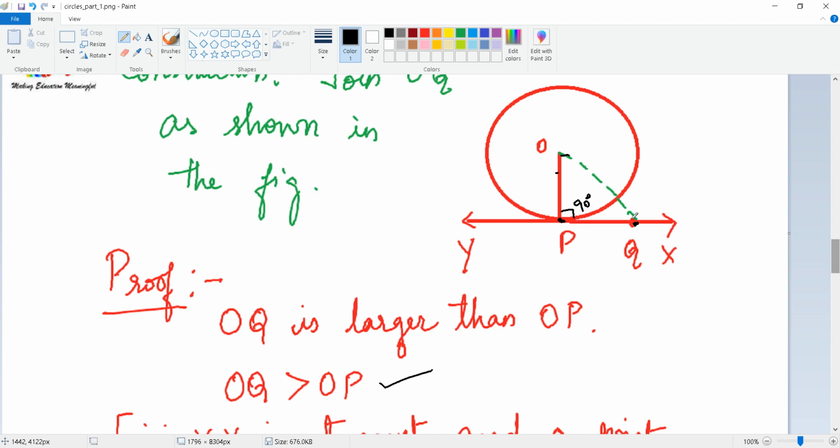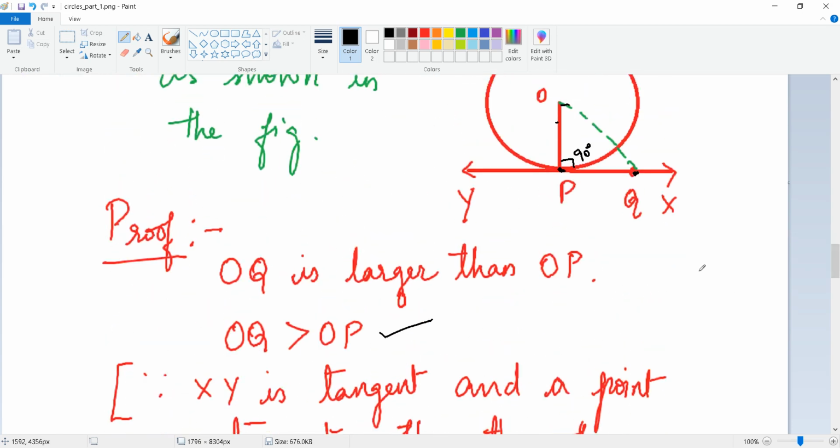See, let me say that it turns out to be inside. Then XY has to be inside the circle. Only then will it turn out to be inside, right? If I have XY over here and I draw a Q inside, this is the only case. This is the center O, and this is the radius OP. This radius is larger than OQ only if XY crosses inside the circle. Then in that case, XY will not be called a tangent at all. It will be called a secant.